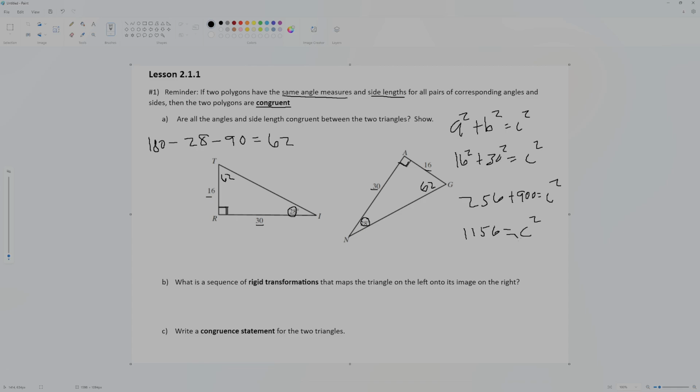So then we will square root both sides. Square root, and we get c equals 34. Okay, so each of these sides would be 34.